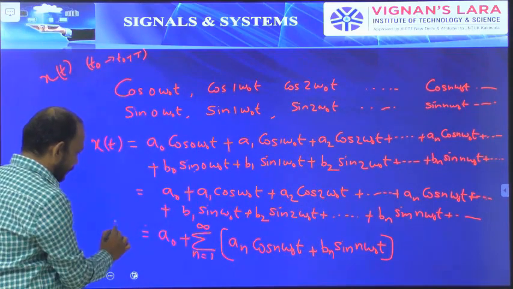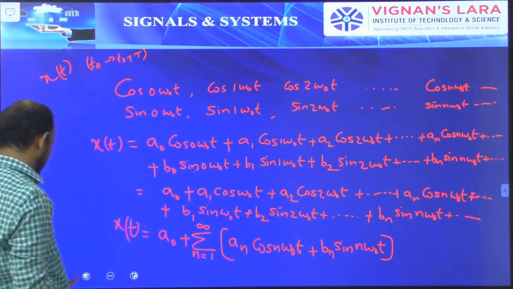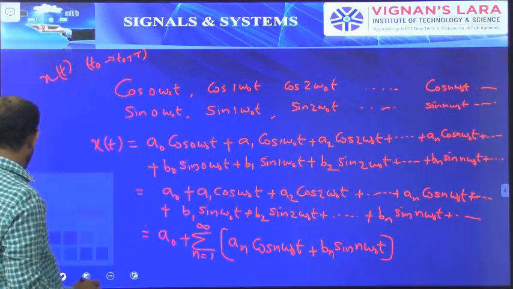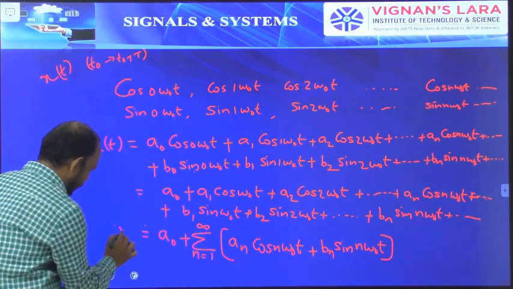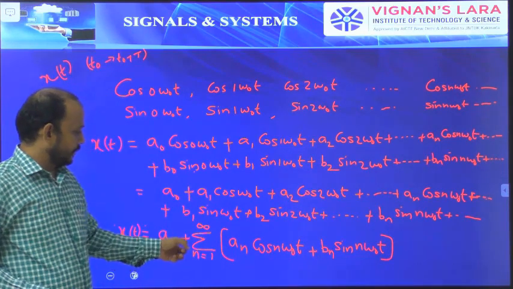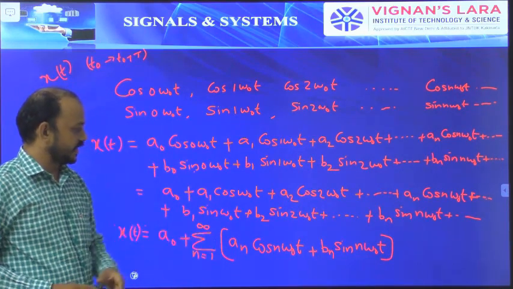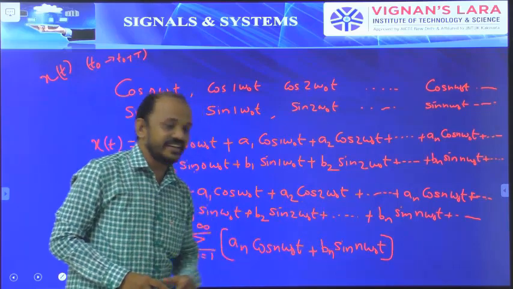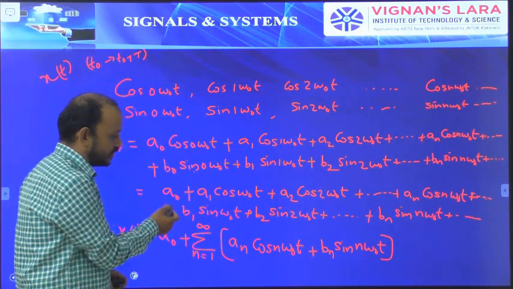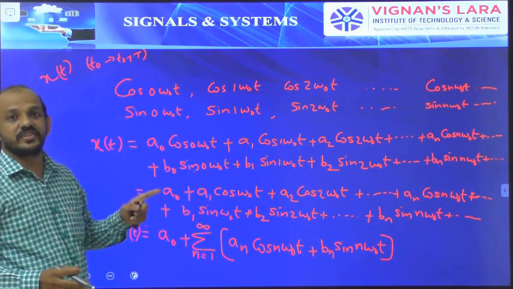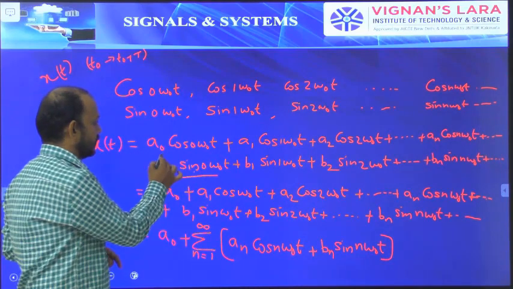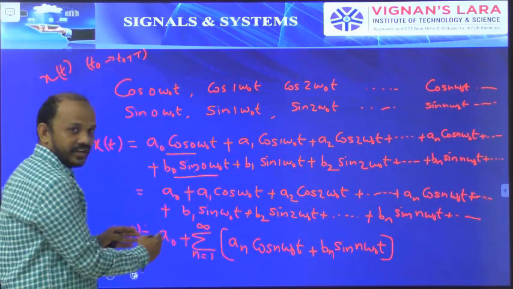So this is the equation for x of t. So x of t equal to a naught plus summation n equal to 1 to infinity an cos n omega naught t plus bn sin n omega naught t. See, we have only the value of a naught. We don't have the value of b naught. Why? Because b naught means sin 0, and sin 0 is 0. 0 into b naught is 0, so this term will be equal to 0. So there is no b naught. We have only the term of a naught, hence a naught as a separate one.